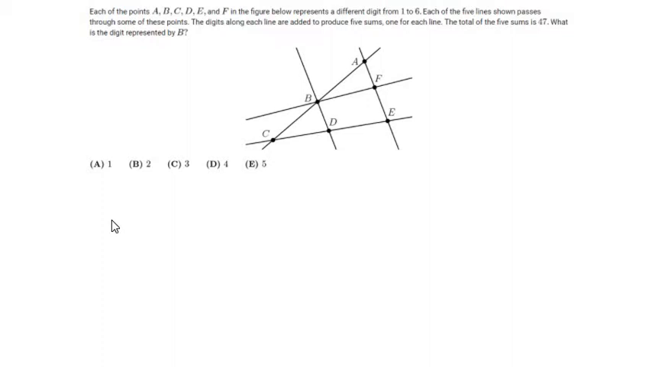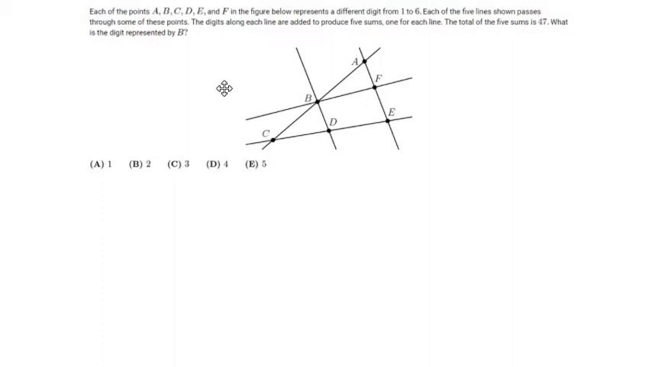Each of the points A, B, C, D, E, and F in the figure below represents a different digit from 1 to 6. Each of the 5 lines shown passes through some of these points. The digits along each line are added to produce 5 sums, one for each line. The total of the 5 sums is 47. What is the digit represented by B?